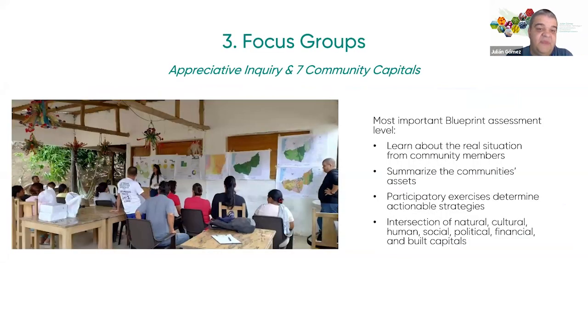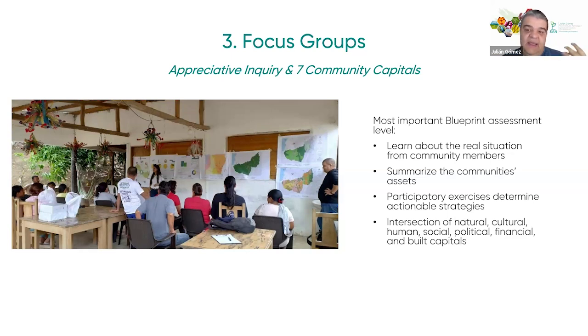Next slide, Oliver. The third level in the center of the blueprint methodology is the focus groups, the participatory methodologies. And here we're using two, the appreciative inquiry and the seven community capitals framework. This gives the community the ability to talk and analyze their strengths and their weaknesses and see the entire territory as an interconnected thing.